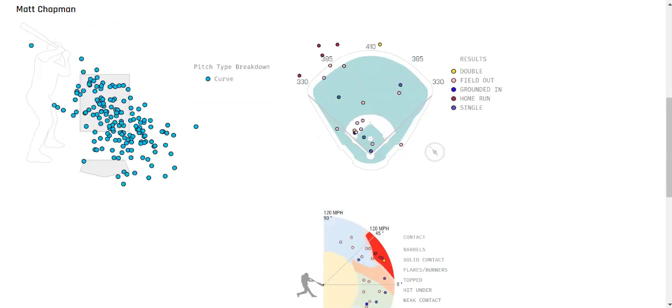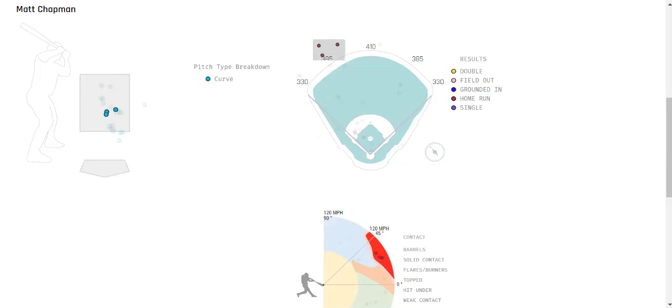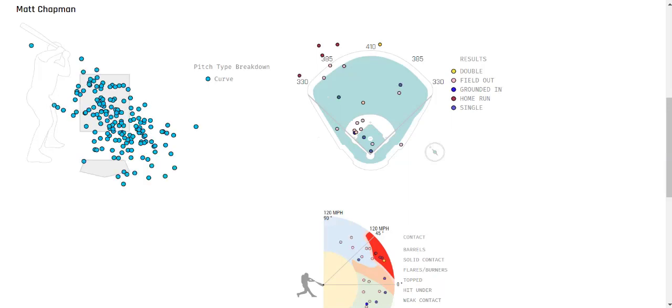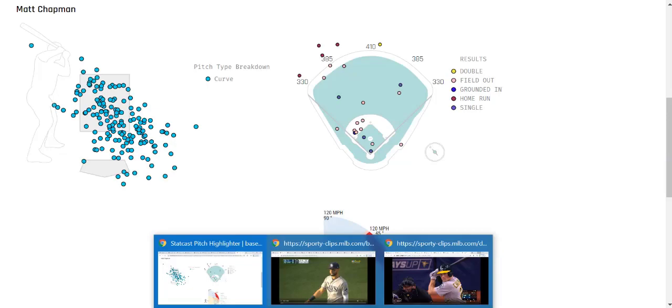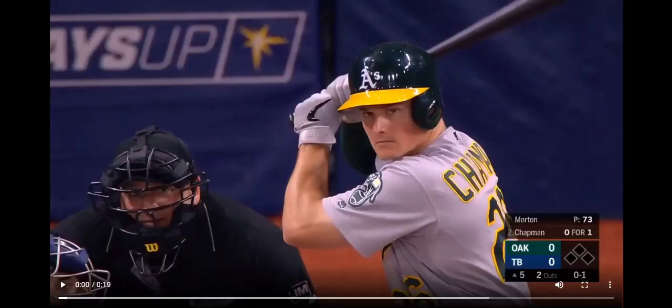And then with curveballs, he tends to pull them, especially these bad boys that were hanging. Let's see where those were. Yeah, right there. So anyway, this is a lot of scouting here just to get going. And I will tell you right now, this is going to be a long video. So bear with me. But that is just kind of trying to get into the mind of Matt Chapman.